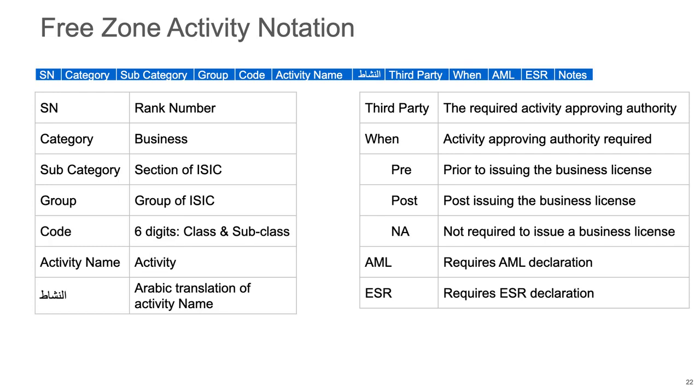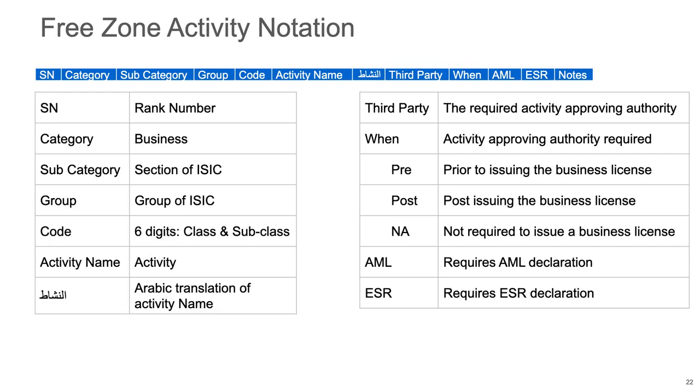Let's clarify this notation. It's important to understand. Under its mandate, Meydan Free Zone is the registering authority of companies. Due to some activities requiring services to be rendered in the mainland, Meydan Free Zone has agreed to include them as a third-party approving authority. Some of these authorities ask to approve the activity for a specific company prior to issuing a license, and some ask to approve the activity for a specific company post-issuing a license. Hence pre and post. The NA notation means there are no third parties' activities approval requirements.